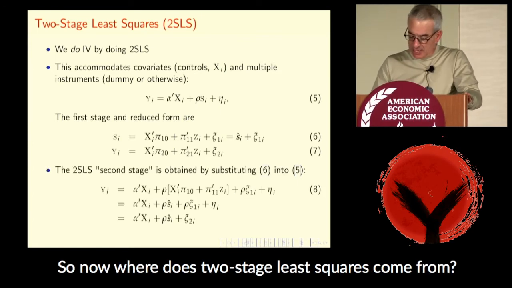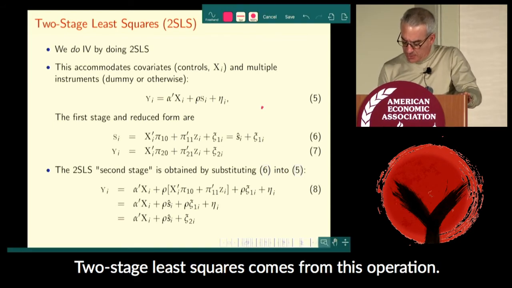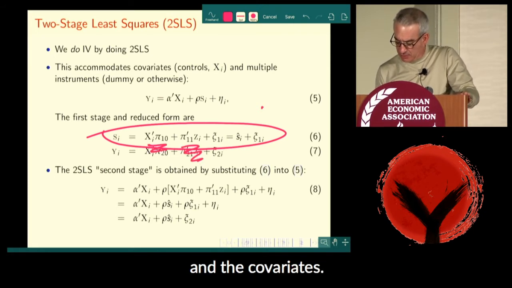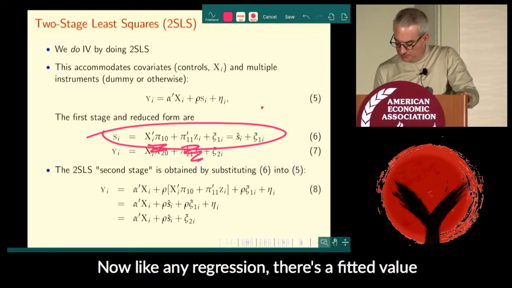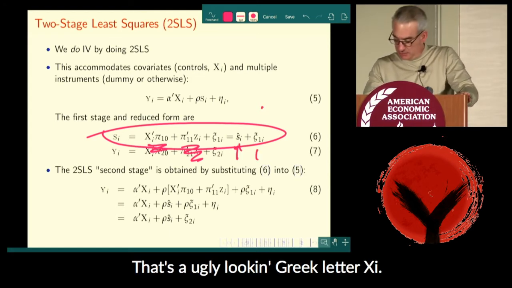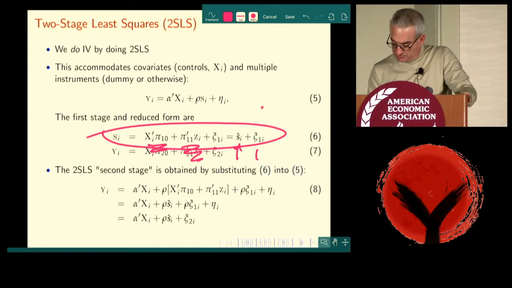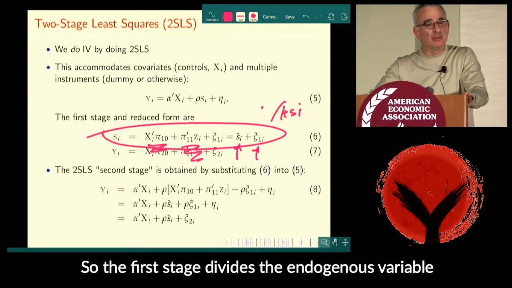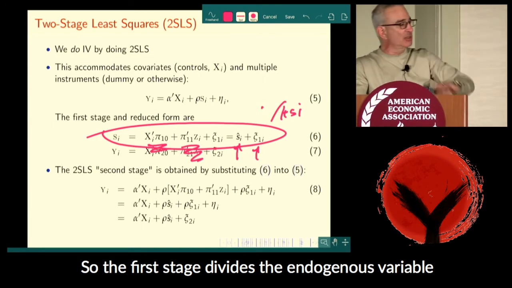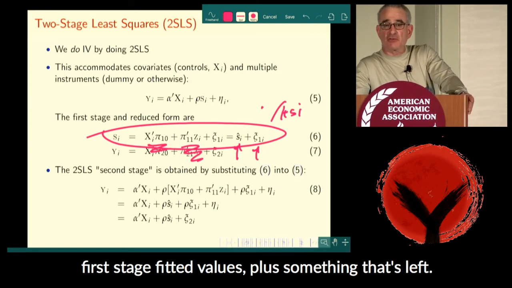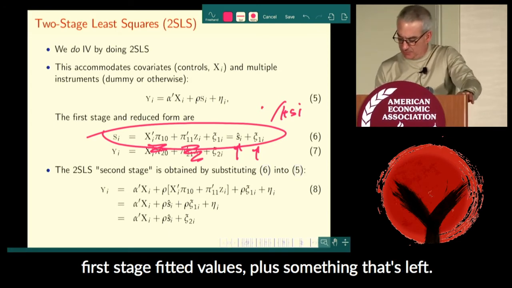Okay? So now, where does two-stage least squares come from? Two-stage least squares comes from this operation. I take the first stage with the multiple instruments and the covariates. Now, like any regression, there's a fitted value and there's a residual. That's an ugly looking Greek letter, xi. Xi, okay? So the first stage divides the endogenous variable or the causal variable into fitted values, first stage fitted values, plus something that's left.